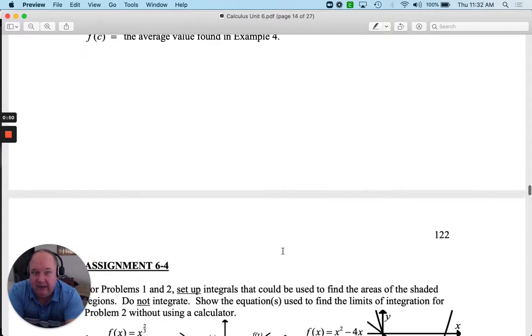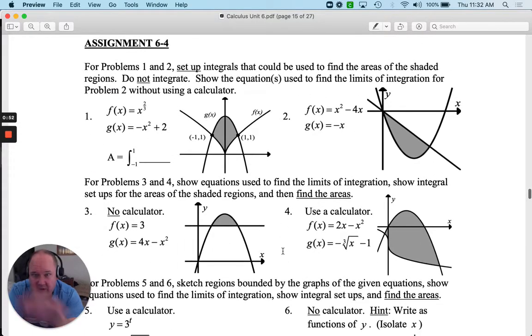And then it's the average value of a function connected to it. For problems 1 and 2, we're going to set up integrals that could be used to find the areas that you see, but we're not going to integrate them. We're just going to do the setup, and then show the equations used to find the limits of integration. To find the limits, we might have to set up a system.